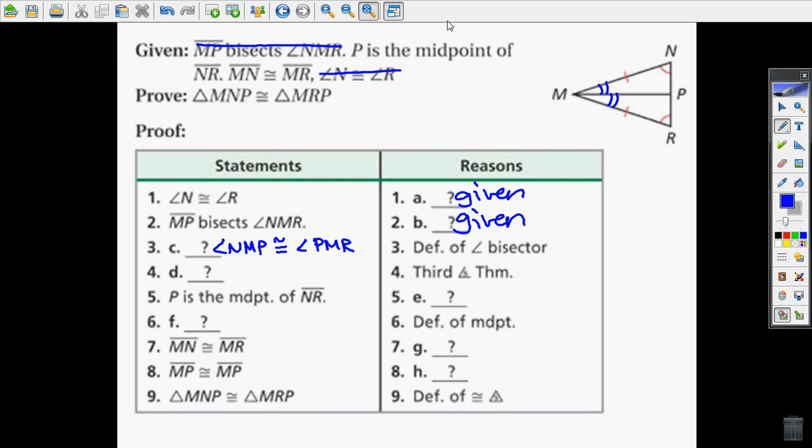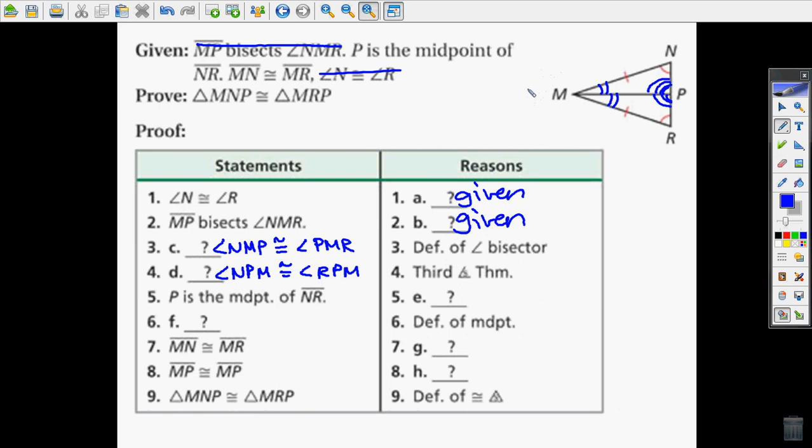Okay. So number 4 says the third angles theorem. Well, if you've got two angles in a triangle congruent to two angles in another triangle, by default, this angle, that's supposed to be 3 lines, is congruent to this angle because the third angle has to be congruent if two angles are already equal. That's the third angle theorem. So we're going to say angle NPM is congruent to angle RPM. That's the third angle theorem.